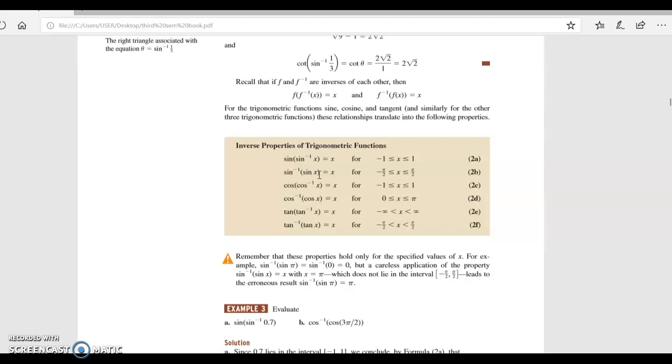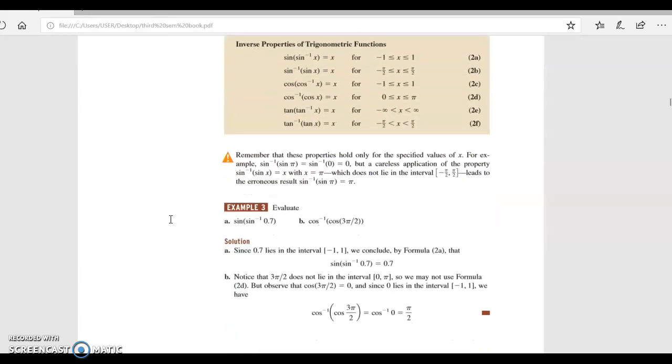Sine inverse of sine x equals x, for x in the domain of sine, that is minus pi by 2 to pi by 2. Cos of cos inverse x equals x, for x from -1 to 1. Cos inverse of cos x equals x, in the domain of cos x, that is 0 to pi. Tan of tan inverse x equals x, where the domain of tan inverse x is -infinity to infinity, and tan inverse of tan x equals x in the interval minus pi by 2 to pi by 2.